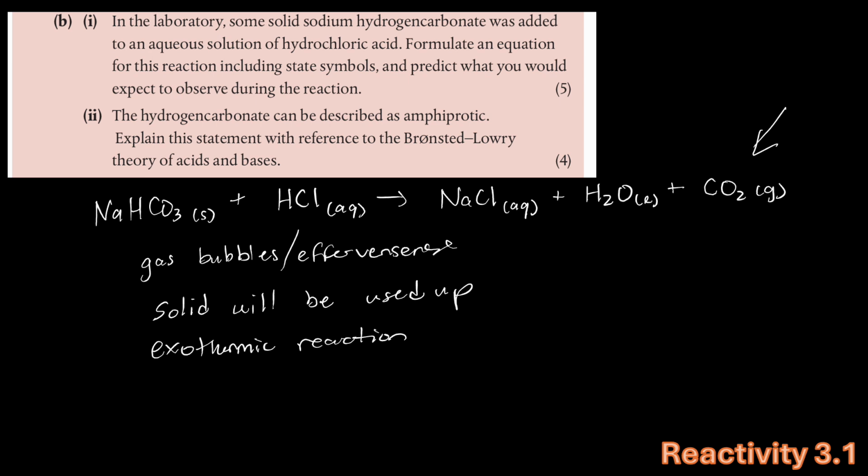The second part says the hydrogen carbonate can be described as amphiprotic. Explain this statement with reference to the Bronsted-Lowry theory of acids and bases. So amphiprotic, remember, means that it can behave as an acid or a base, meaning it can either give protons or accept protons. So if we're looking at hydrogen carbonate, that's HCO3 minus. So this can act in two different ways.